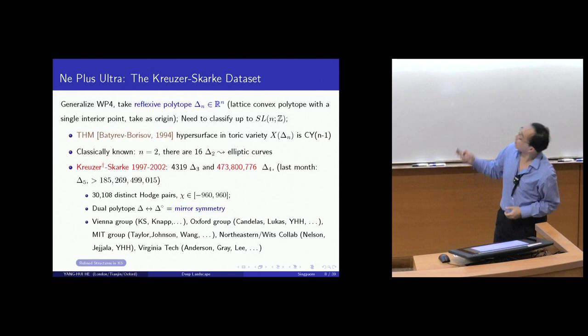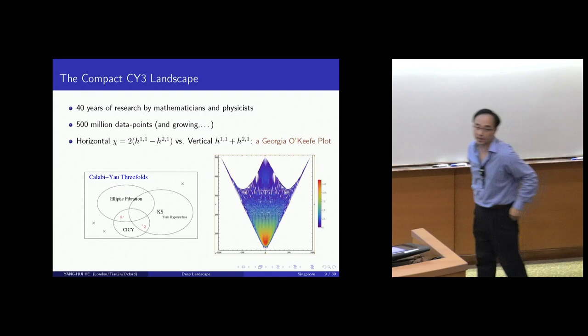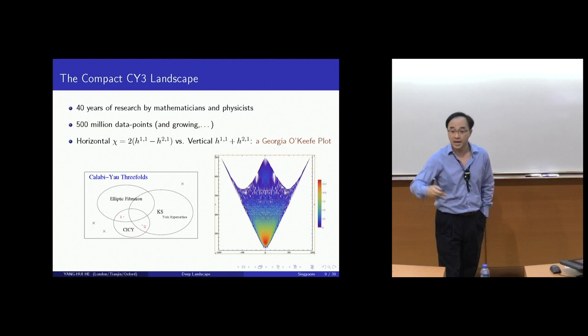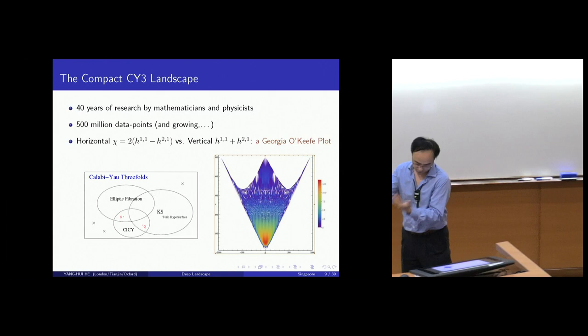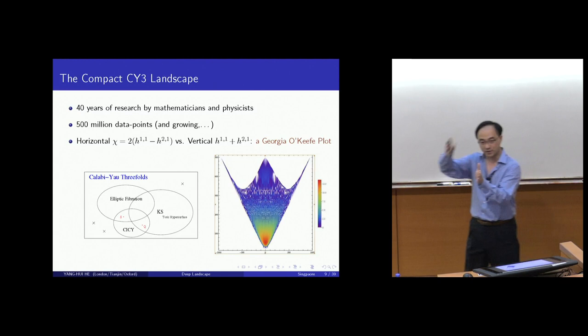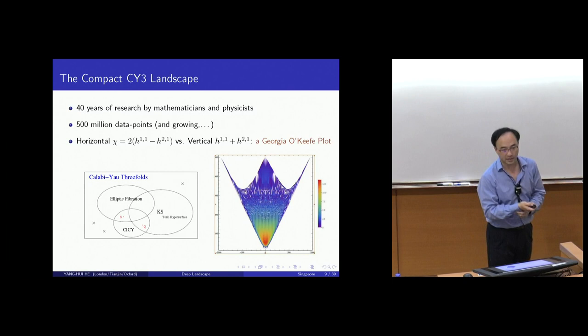So just to summarize about this compact Calabi-Yau threefold landscape, this is about 40 years of research by mathematicians, physicists, and now computer scientists. And it's about 500 million data points and growing. Max Kreuzer unfortunately passed away during the course of doing this. And before he died, he gave us the double hypersurface in reflexive 5. And that was 2 billion more data points. And that's not yet published. But it's quite substantial.